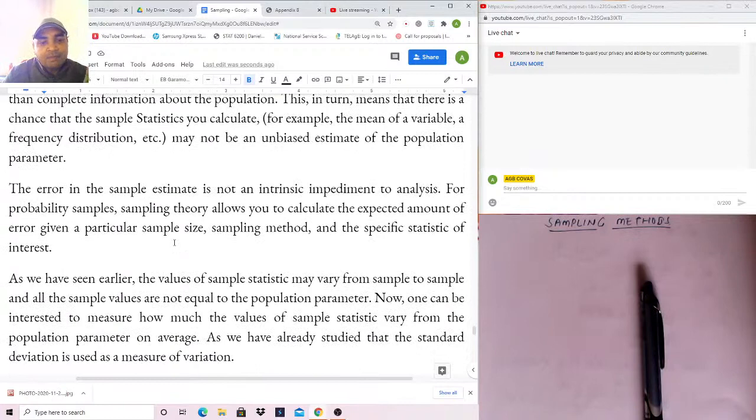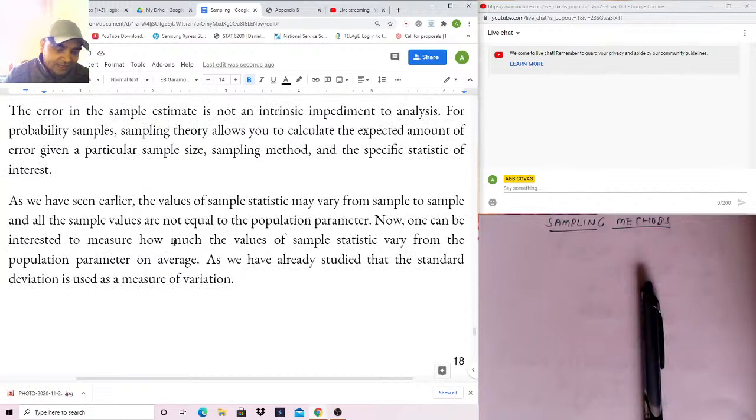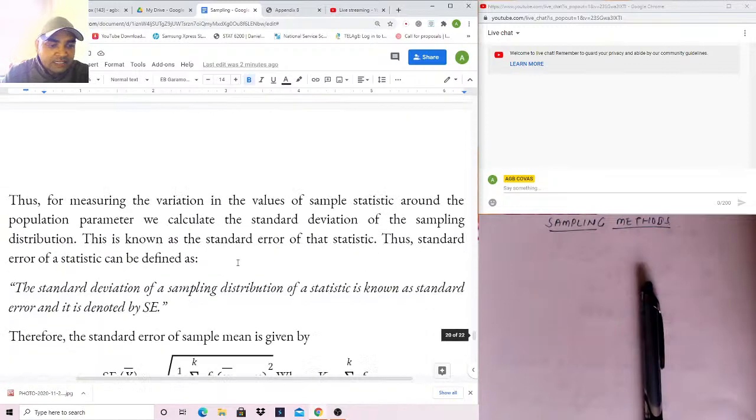So the error in the sample estimate is not an intrinsic impediment to analysis, right? For a probability sample, sampling theory allows you to calculate the expected amount of error you are going to commit for a particular sample size, sampling method, and specified statistic of interest. As we have seen earlier in the above examples, the value of a sample statistic may vary from sample to sample, and the sample values are not equal to the population parameter. Now one may be interested in measuring it. How to measure it? As we have already studied, the standard deviation is used as a measure of variation. So how do we estimate this now?